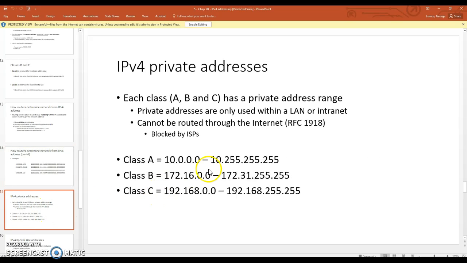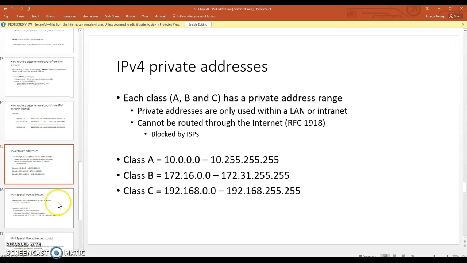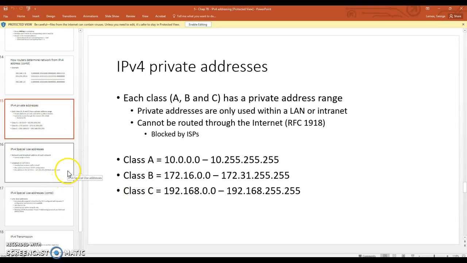The private addresses, once again, are addresses that are used inside the network, within a LAN. Once again, they have to be a specific number in between a specific range in order to work. Blocked by ISPs, we'll talk about that a little further down the road. They're not necessarily blocked, but they're translated to a different IP address as it leaves your internal network.